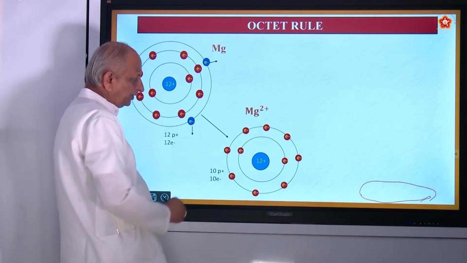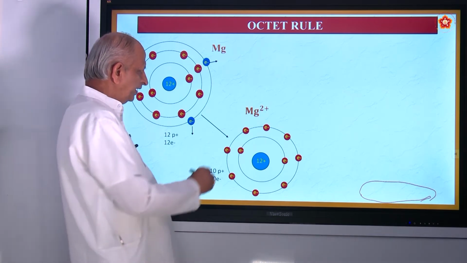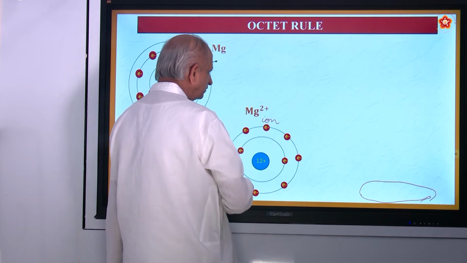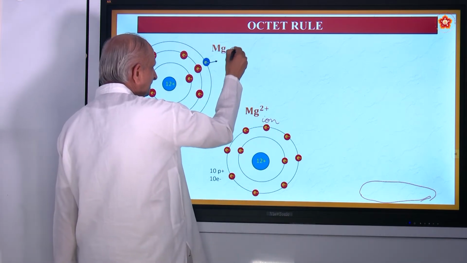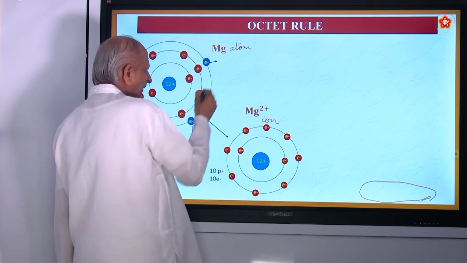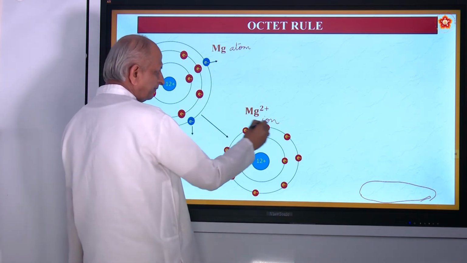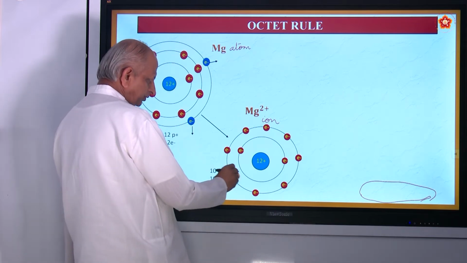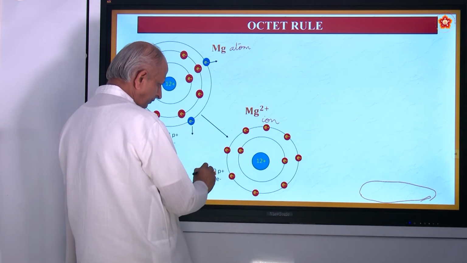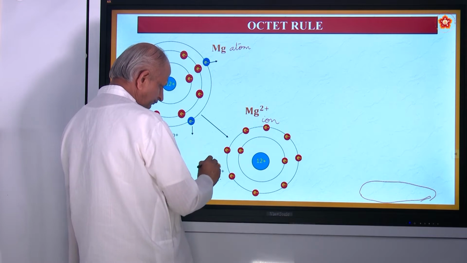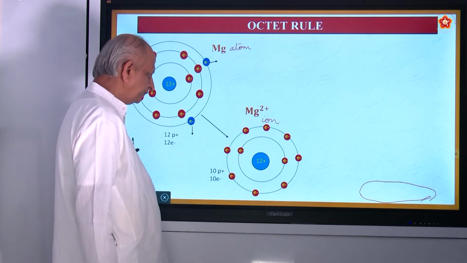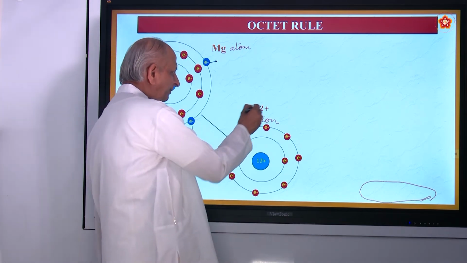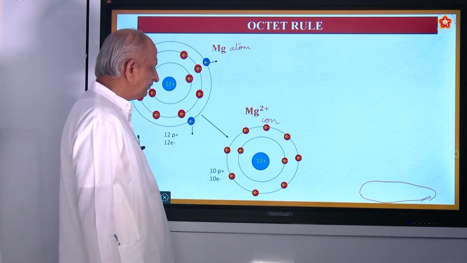When it loses 2 electrons during a chemical reaction, it becomes a magnesium ion. This is a magnesium atom. When the magnesium atom loses 2 electrons, it becomes a magnesium ion. Why is it called so? Because there are only 10 electrons, but there are 12 protons. So protons will be more: 12 protons and 10 electrons. So we call it a magnesium ion. We represent it as Mg2+.